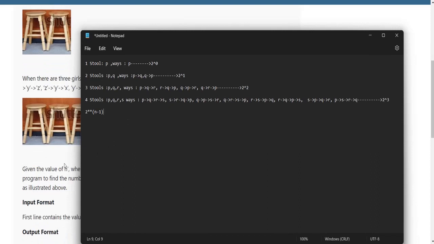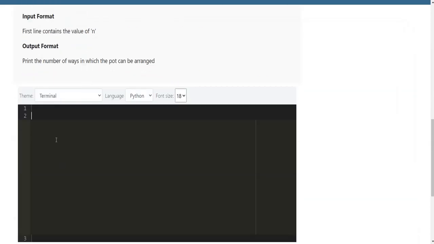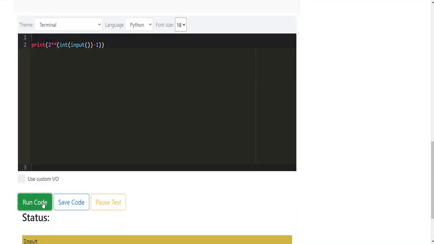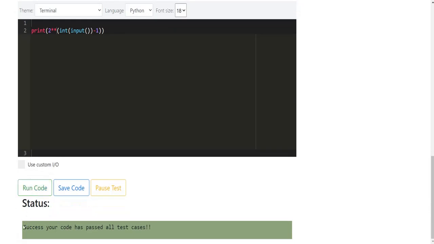So now let's check whether our code actually works or not. Here we have to first take an integer input, the number of stools. After that we are going to subtract 1 from that, and after subtracting 1, we are putting it to the power of 2. So let's check whether our code is correct or not. So, yeah, here it has been shown that the code has passed all test cases, which says that our code is completely correct.